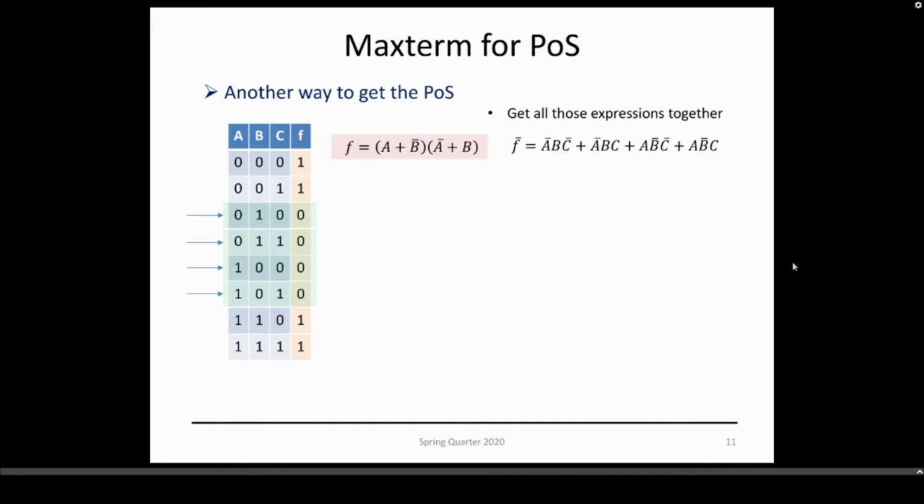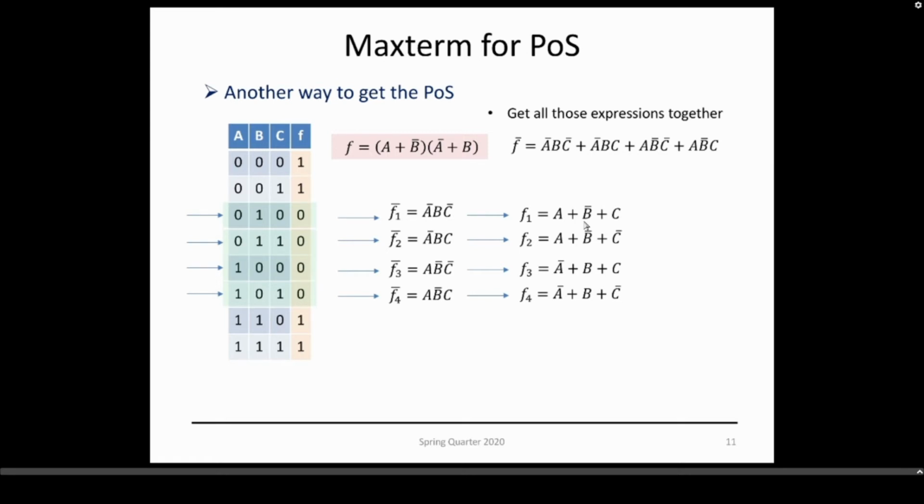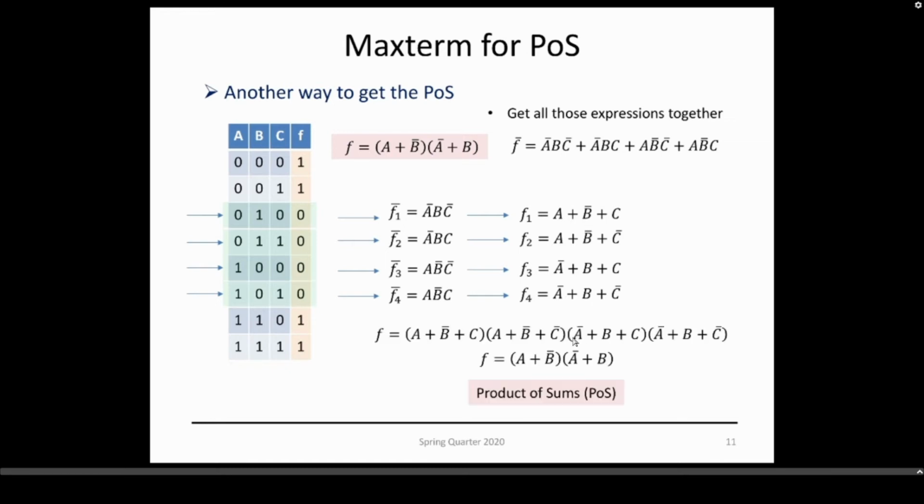Another way to get the POS is to look right away at those rows, and instead of negating the output, we do the inverse, because it's the Morgans of what we are getting out of here. So notice that A is 0, so we write A, B is 1, we write the negation of B, and C is 0, so we write C. So notice that it's the opposite, and instead of the AND gate, we use the OR. And now by taking the rows right away like this, your F is already the good one, and when you put it together, you have the canonical form for your product of sums. So you don't need to apply the Morgans. You're saving a step if you know how to take the maxterms out of the truth table.